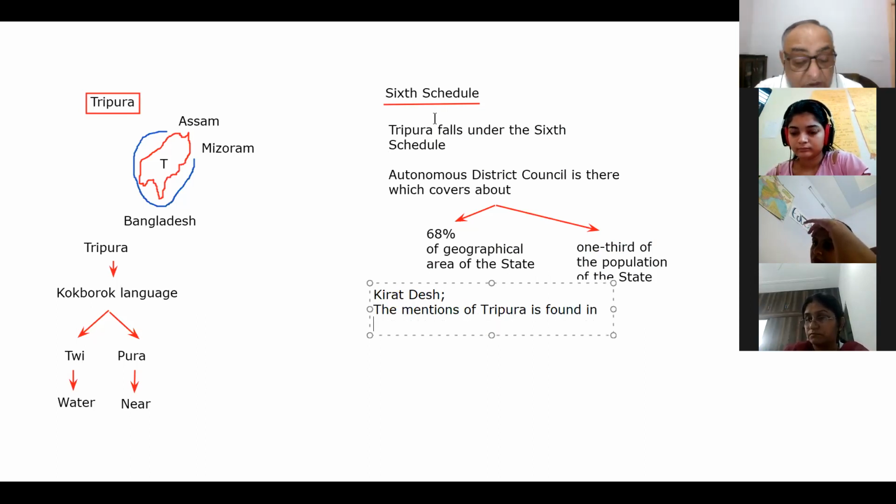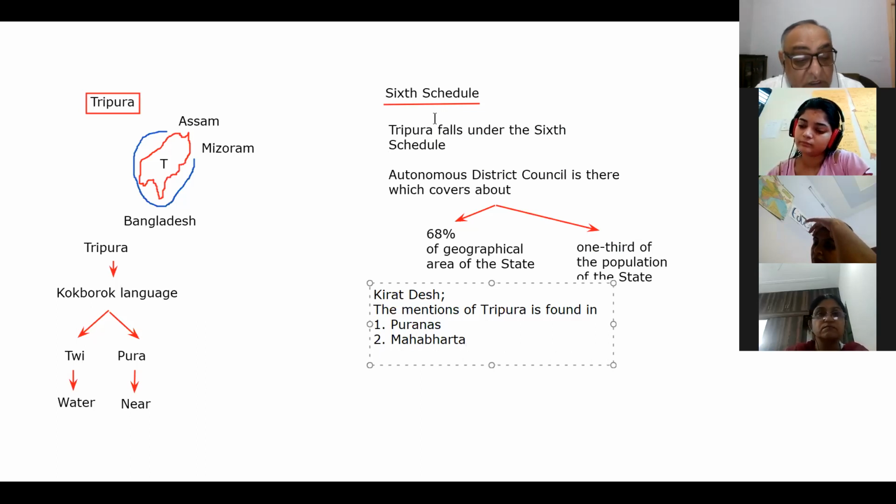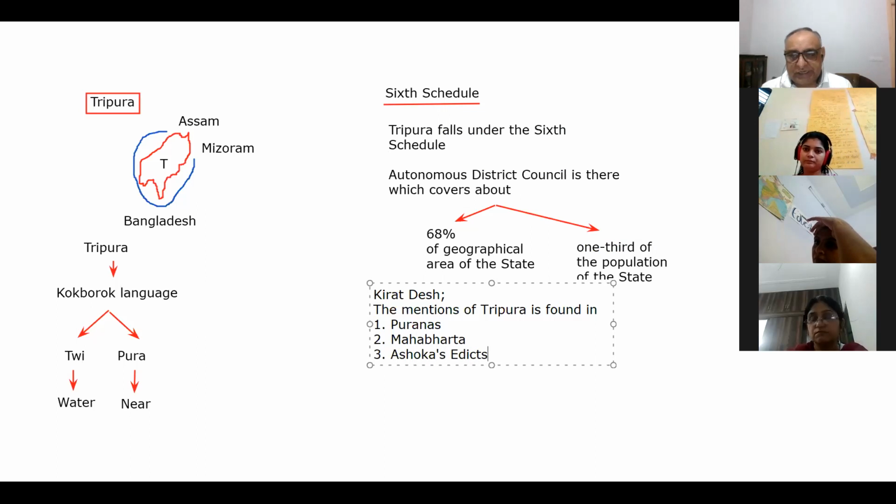the Puranas, in the Mahabharata, and third, in Ashoka's edicts. The edicts that Ashoka had installed also mention Tripura. So keep it in mind that Tripura is the third smallest state of India.